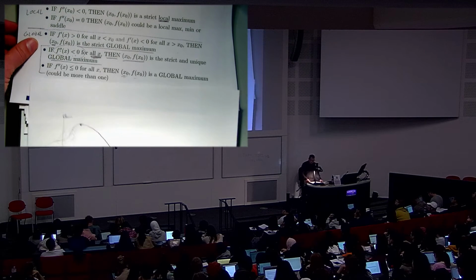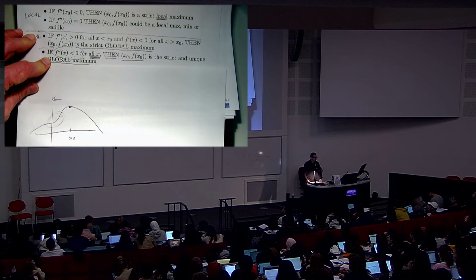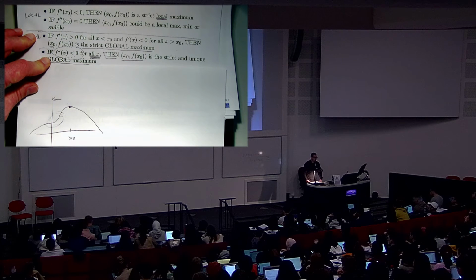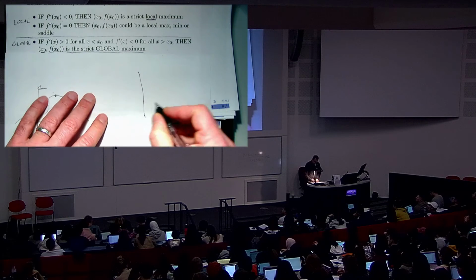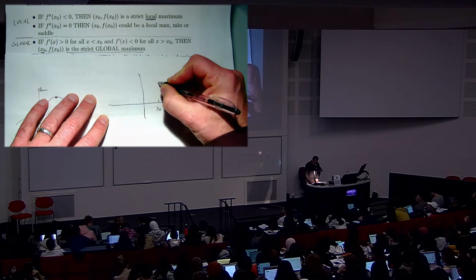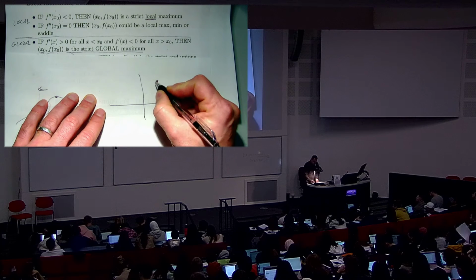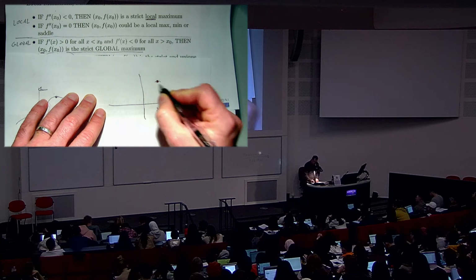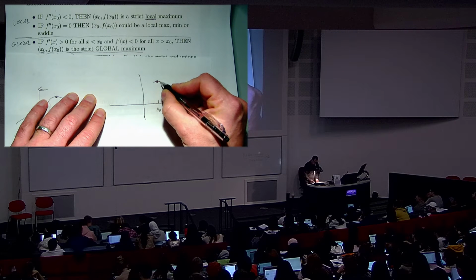Let me now give you an example where neither of these two sufficient conditions is met, but yet we have a global maximum. Let's say we again have a point here, and this is a local maximum, and let's say that the function looks like this.